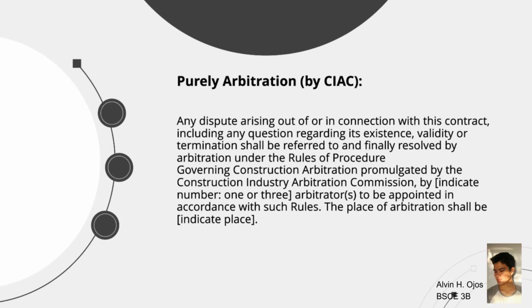Next is the period of arbitration by CIAC. Any dispute arising out of or in connection with this contract, including any question regarding its existence, validity, or termination, shall be referred to and finally resolved by arbitration under the rules of procedure governing construction arbitration promulgated by the Construction Industry Arbitration Commission by (indicate the number of arbitrators) to be appointed in accordance with such rules, and the place of arbitration shall be indicated too.